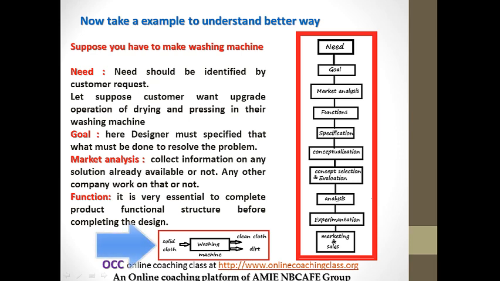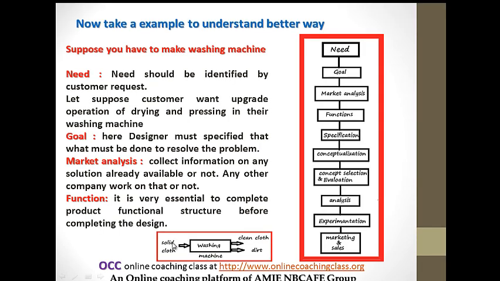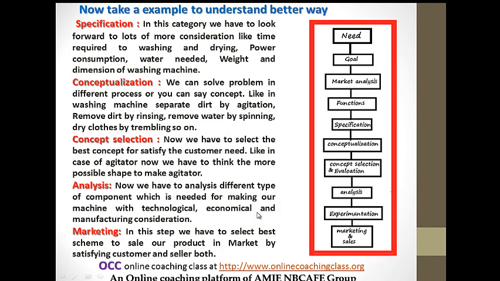Now see the block diagram. A simple small block is given below. Here you can see that we give the input, a soiled dirty cloth, to a washing machine, and after processing in the washing machine, the clean cloth comes out on the upper side and the dirt is removed below. Now the next block is specification. In this category we have to consider time required for washing and drying, power consumption, water needed, weight and dimensions of the washing machine. All those criteria are very important for the customer in purchasing any product.